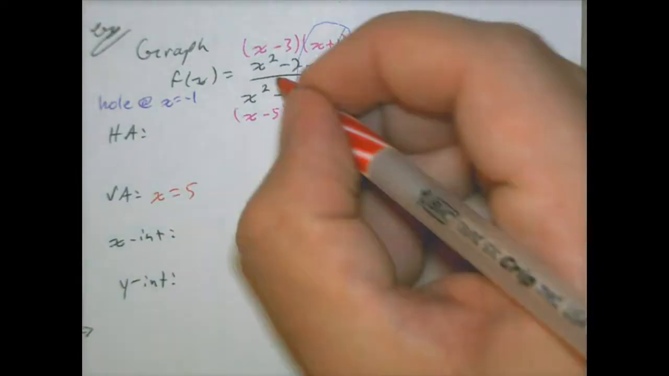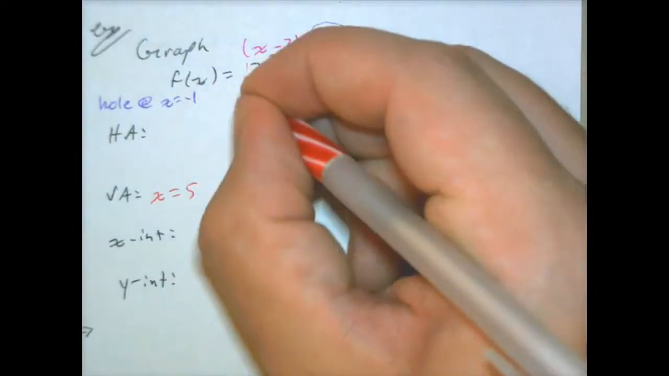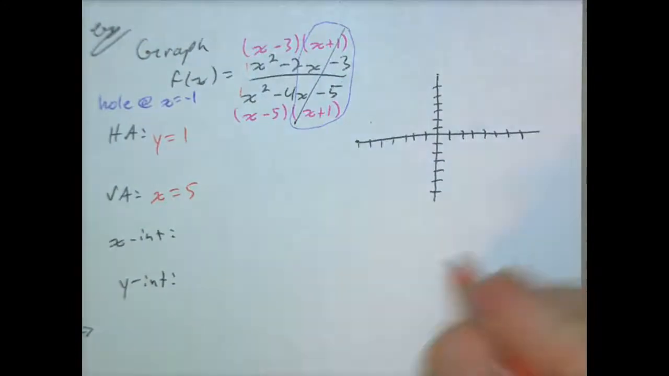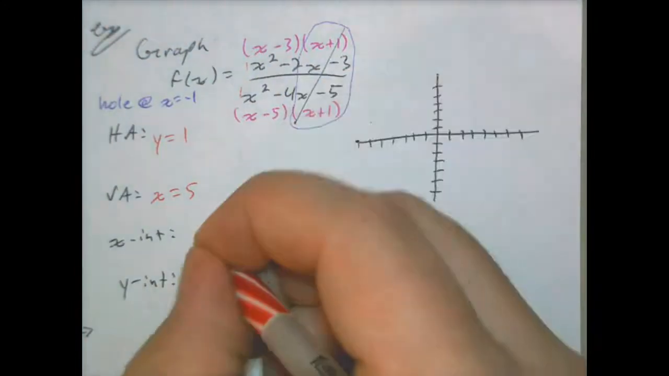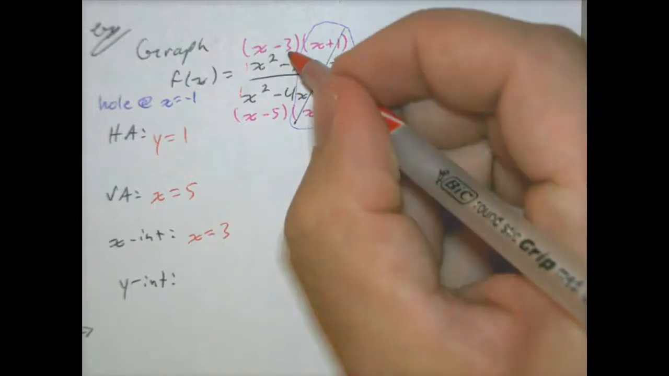For my horizontal asymptote, I know that the power on top is the same as the power on the bottom. I have 1 over 1 as far as my coefficients go, so y equals 1 is my horizontal asymptote. For the x-intercepts, I'm only going to have x equals 3, so it is the zeros at the top.